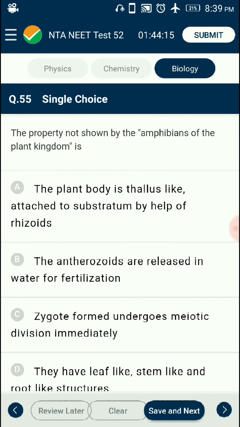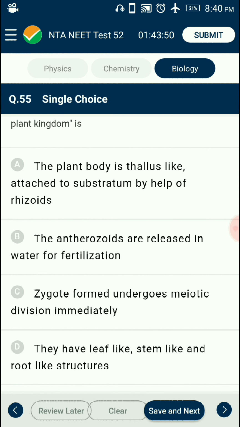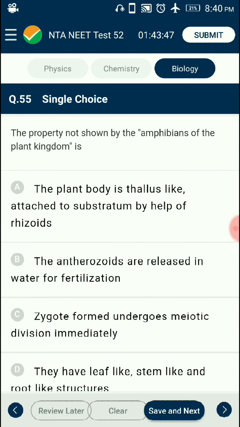Question number 55. The property not shown by the amphibians of the plant kingdom is. Bryophytes are generally called the amphibians of the plant kingdom, or plants that can live on soil but are dependent on water for fertilization. The plant body of bryophyte is thallus-like and attached to the substratum by unicellular or multicellular rhizoids. The male gametes produce antherozoids, which are released in water to come into contact with archegonium and form a zygote, which does not undergo reduction immediately. It undergoes mitosis to form sporophyte, which is attached to the gametophyte.